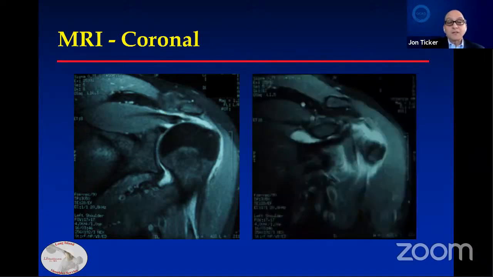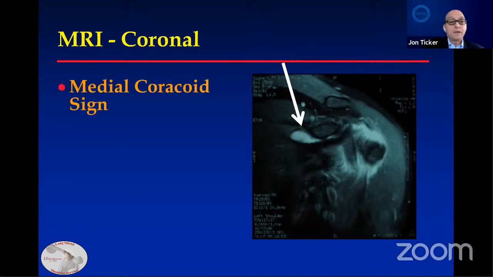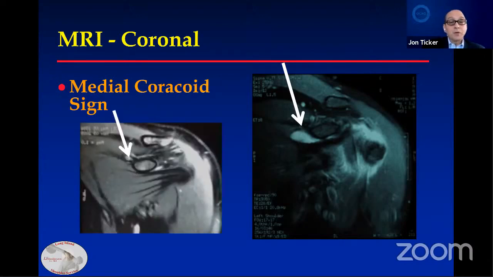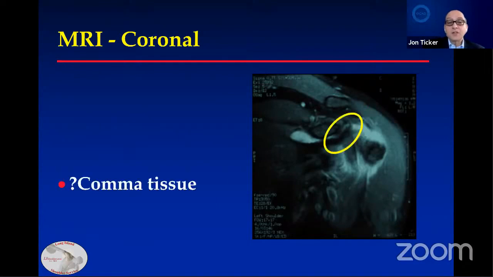But if we look a couple of cuts more anteriorly, we see some other interesting features. To me, if the subscapularis is torn or retracted medially, there's going to be a void. And that's shown here under the arrow, medial to the coracoid. So for me, I just refer to that as a medial coracoid sign, because we know that should abut quite closely. Again, this is level 5 evidence, but it helps me appreciate the tear pattern better. We also see the vertically dislocated biceps, and I believe this is the comma tissue, which, if we followed it, would lead you to the supraspinatus tear.